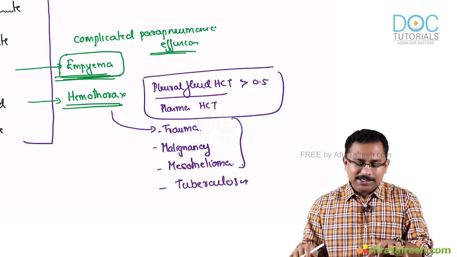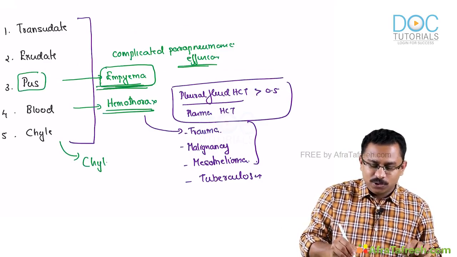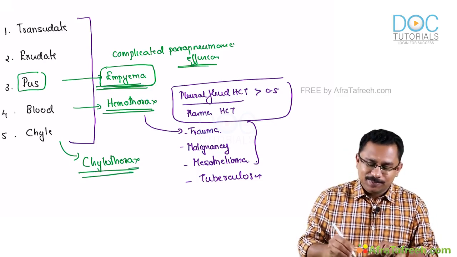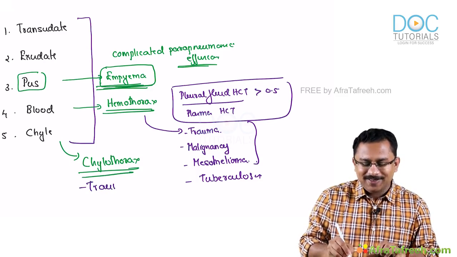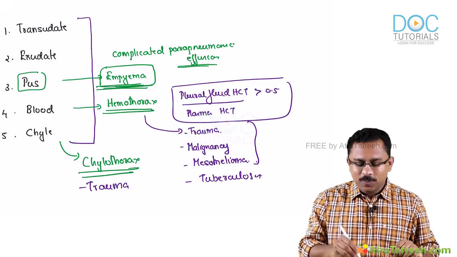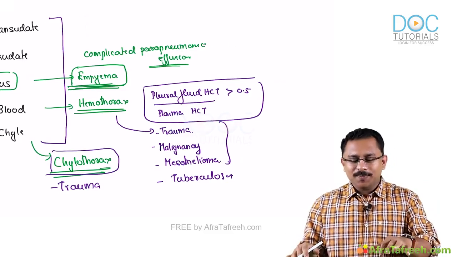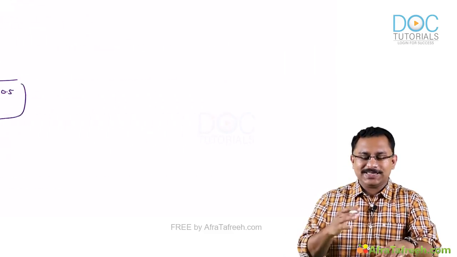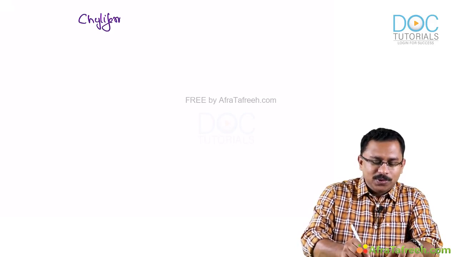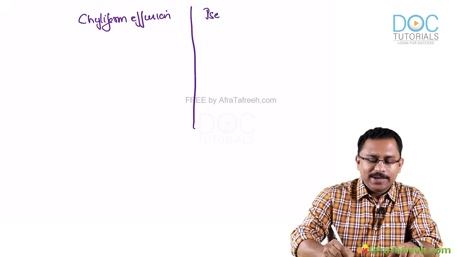Okay, and the last one is chyle in the pleural cavity, which you call chylothorax. It commonly occurs as a part of trauma. Or you can say that whenever there is some thoracic surgery and there is some injury to your thoracic duct, you may get chylothorax. Now, a very important point that you should keep in mind when you discuss chylothorax or chyliform effusion is that it should always be differentiated from a pseudochylous effusion.